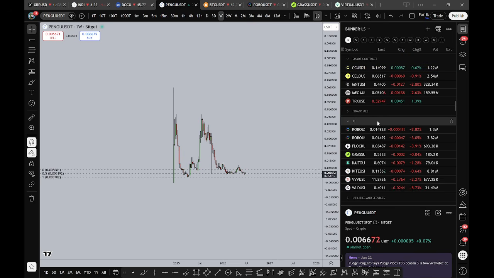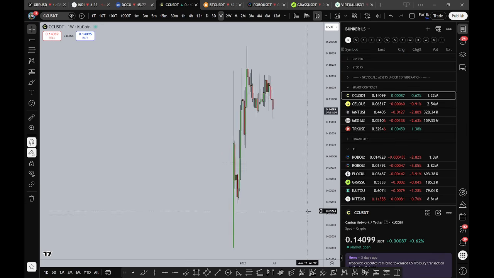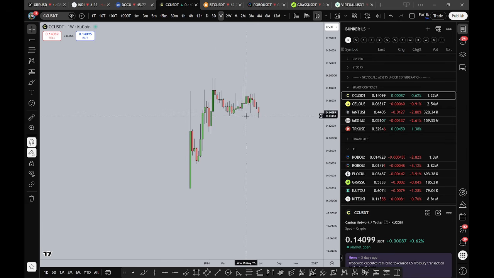It's underneath smart contract. Yeah, I remember this chart's been nothing but up only since it came out. I don't like buying things like this simply because I have no element of risk.